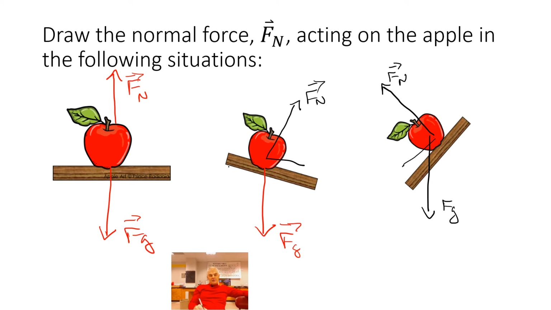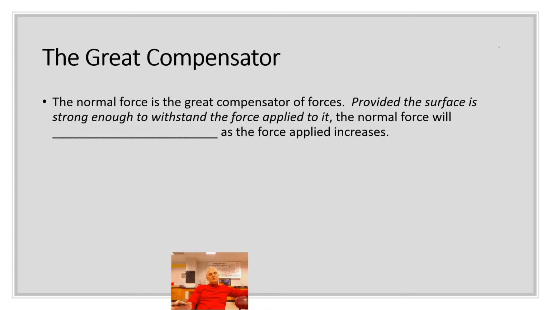So you're going to discover, obviously, we're going to be dealing with ramps and cool stuff like that, and then we're going to have angles. So the normal force is the force perpendicular to the surface that you are on. Make sense? All right. So it turns out then that this normal force is a compensator of forces. It provides the surface is strong enough to withstand the force applied to it.